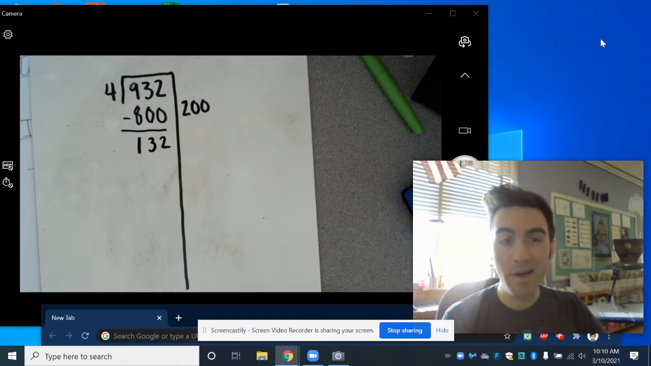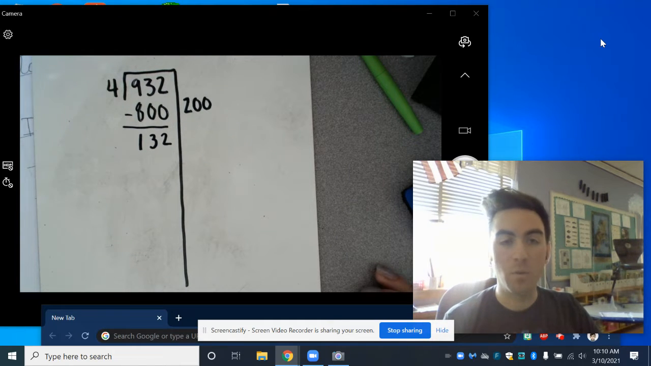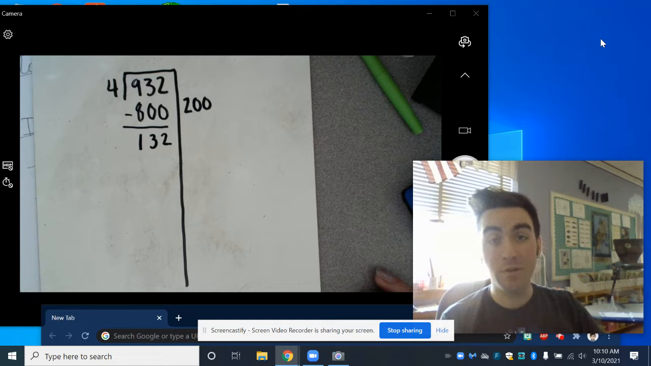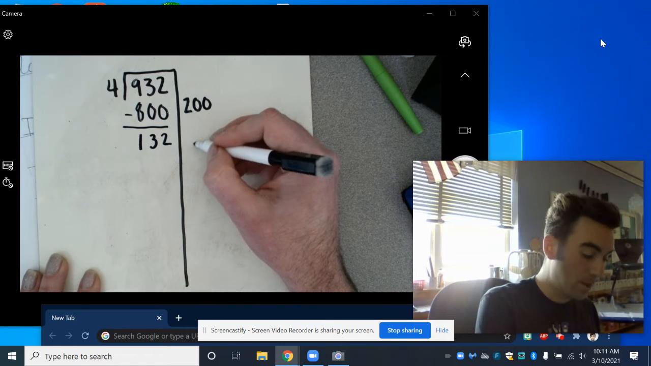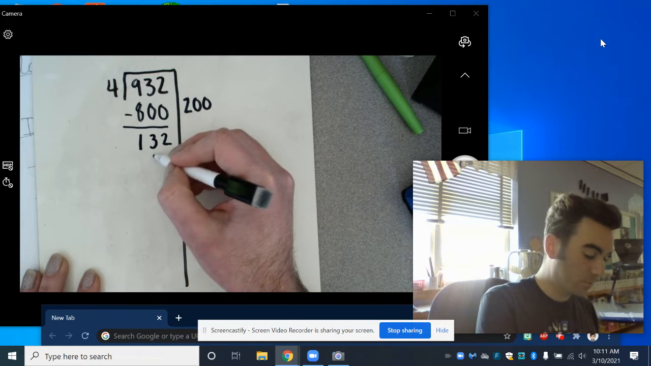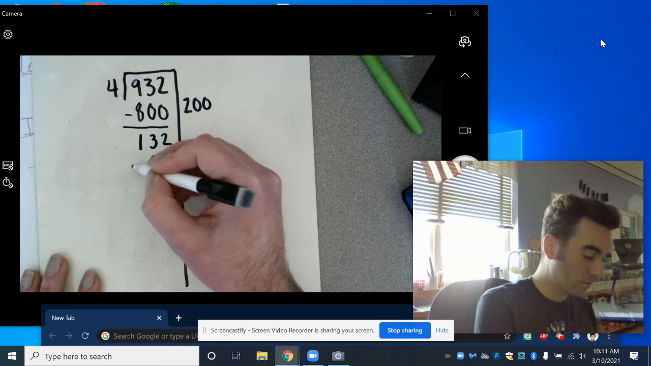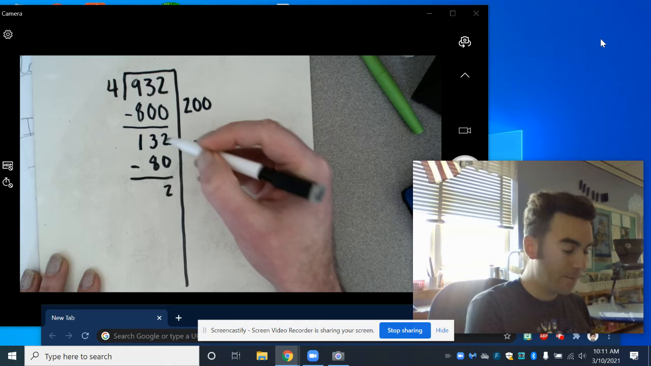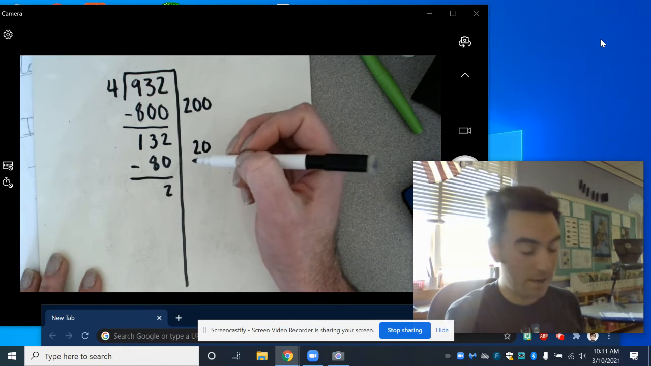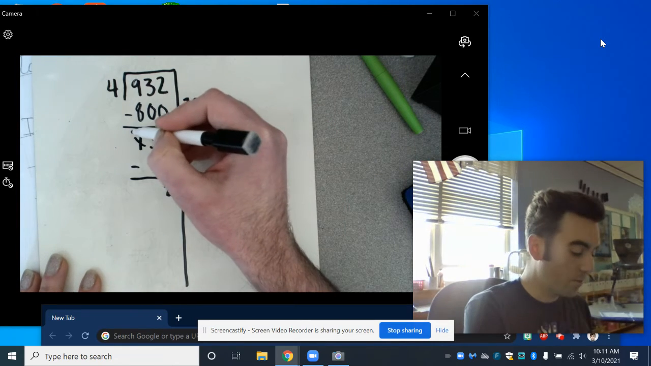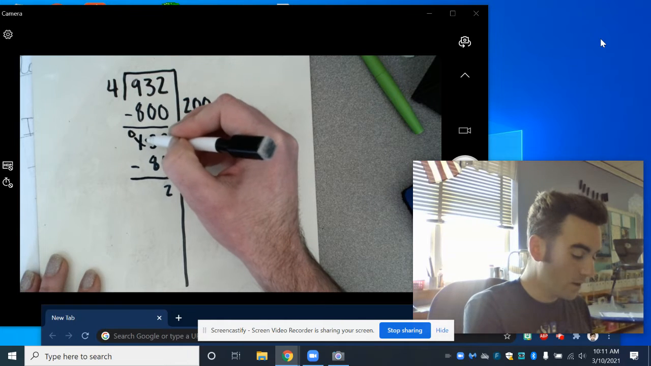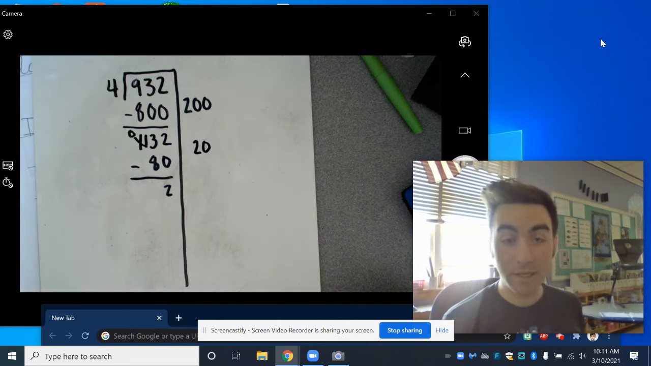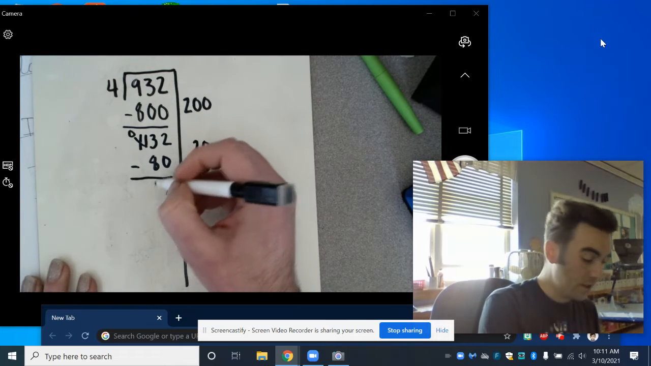Next, I want to ask myself, what known facts can I subtract out of 132? Well, remember, I knew that if 4 times 2 is 8, then 4 times 20 would be 80. So I'm going to take out 20 groups of 4. 2 minus 0 is 2. I can't take away 8 from 3, can I? So I'm going to have to borrow 10 groups of 10. Give me 13. And 13 minus 8 is 5.